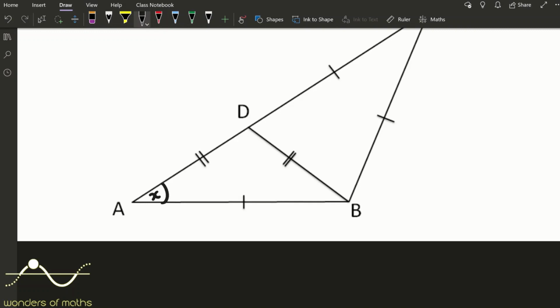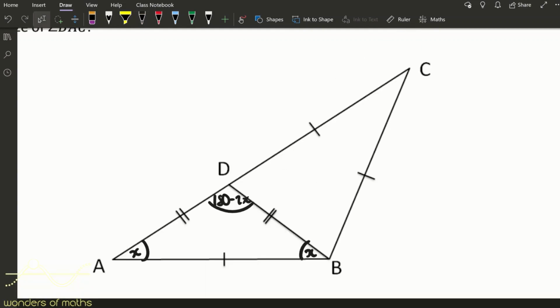We know that triangle BDA is isosceles because these two lengths, as we're told in the question, are the same, which means that this angle DBA is also x. As a result, we can find that BDA is equal to 180 minus 2x. As point D lies on a straight line, the angles ADB and BDC must add up to 180.